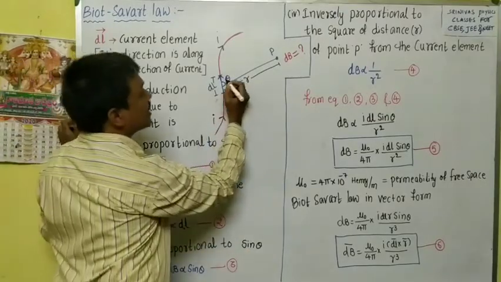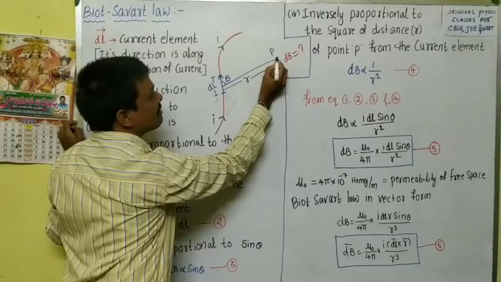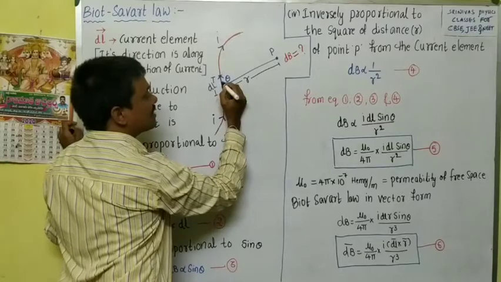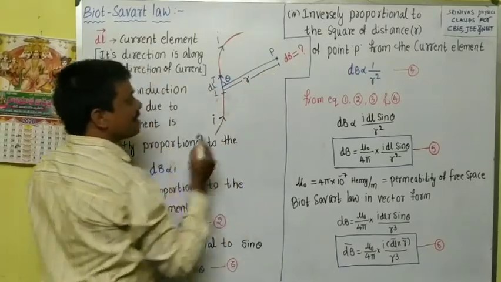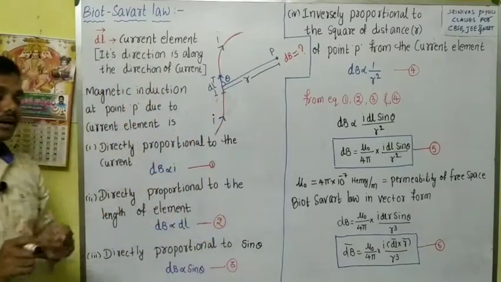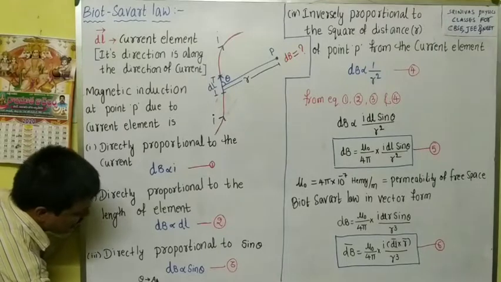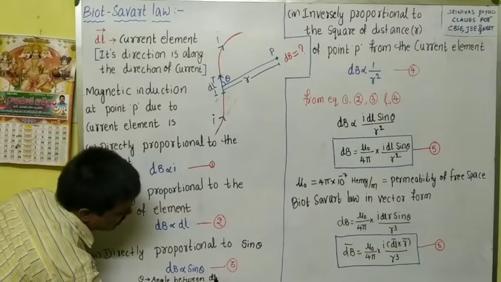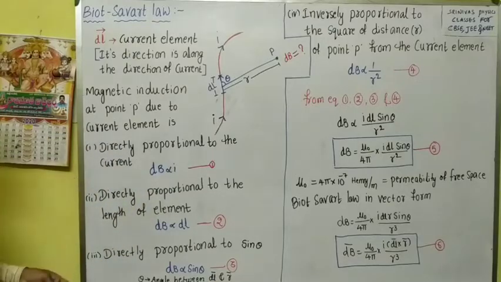What is theta here? Theta is the angle that the line joining the point P, where we are finding the magnetic induction, makes with the element. Theta is the angle between dl and r. This is r and this is dl. The angle between dl and r is theta. Theta is the angle between dl bar and r bar. We can take them as vectors.